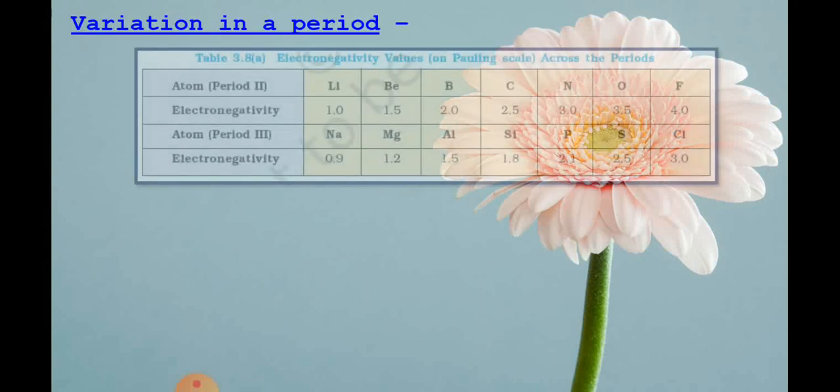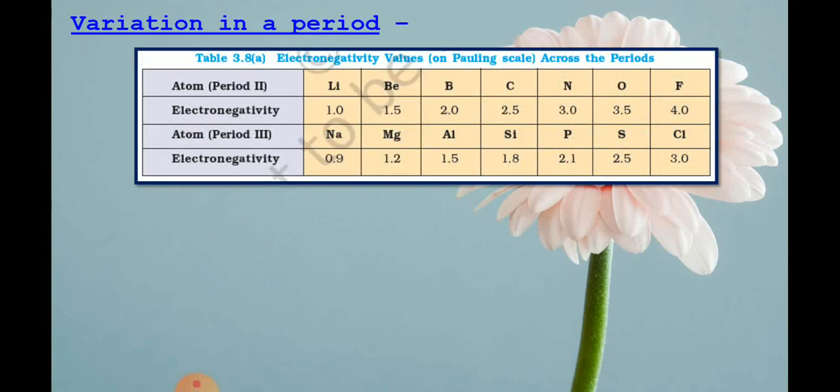We learn how this electronegativity varies in the periodic table. First concept, variation of electronegativity in a period. Can you see this table here? So here the second period is there and their electronegativity values. We have the third period, their electronegativity values. For example, take the second period, and these values are on which scale? These are on the Pauling scale. Lithium has 1.0 electronegativity, beryllium 1.5, boron 2.0, carbon 2.5, nitrogen 3.0, oxygen 3.5, fluorine 4.0.